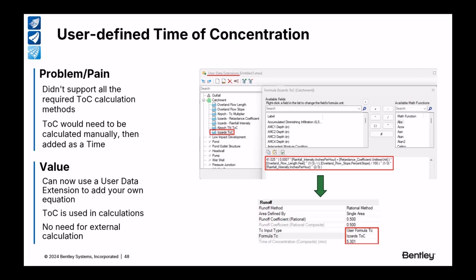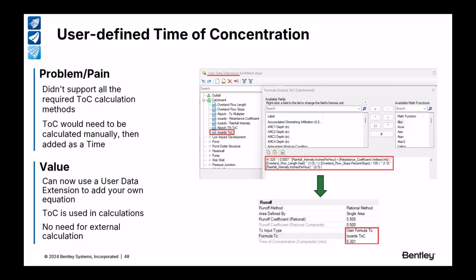So if you need a time of concentration calculation that the software doesn't support, you can just go and add it yourself. Now, this uses user data extensions as well. The screen capture here, I've just used Izzard's as an example. I was also using the Kerby-Kirpich method, which actually we do already support in the software for a couple of states. So I just was using it as a test to make sure I got my formula correct, and then I've added in a second UDX calculation for the Izzard's method.